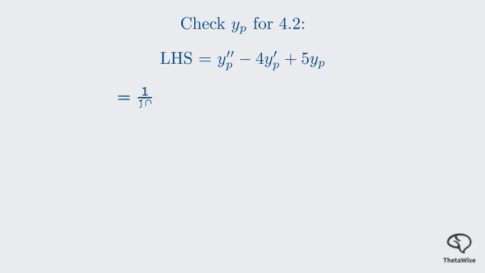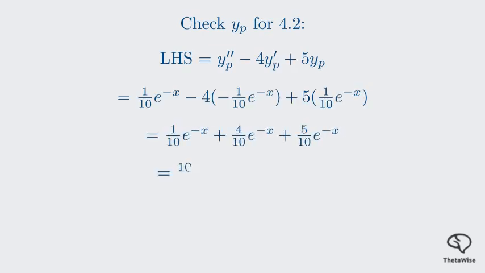Let's perform a quick check for our y p solution in 4.2. We found y p equals 1 over 10 e to the negative x. If we take its derivatives and plug them back into the original equation, we should get e to the negative x. As you can see, it checks out. This gives you confidence that your work is correct. Finally, practice is essential. The more you work through these problems, the more familiar you will become with the patterns and methods.